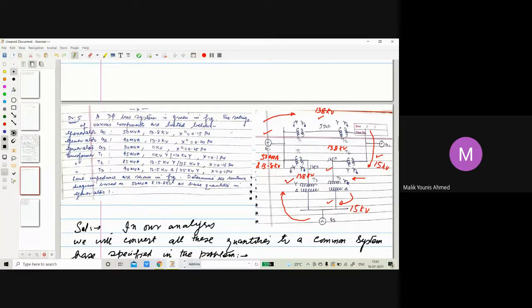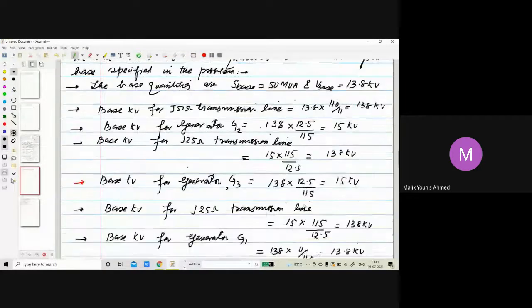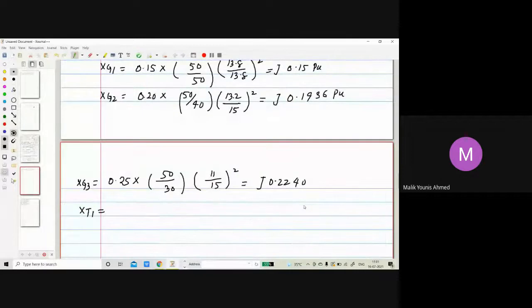So V base old is, sorry, T1. I am talking about T1. Oh, T1. This is 11. 11 old, new is 13.8 whole square. So you can simply, on the primary and secondary side, last time I have shown you both the sides, the values will come out to be same.